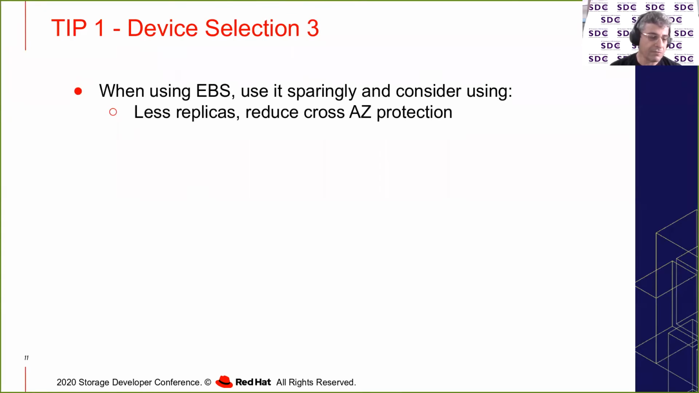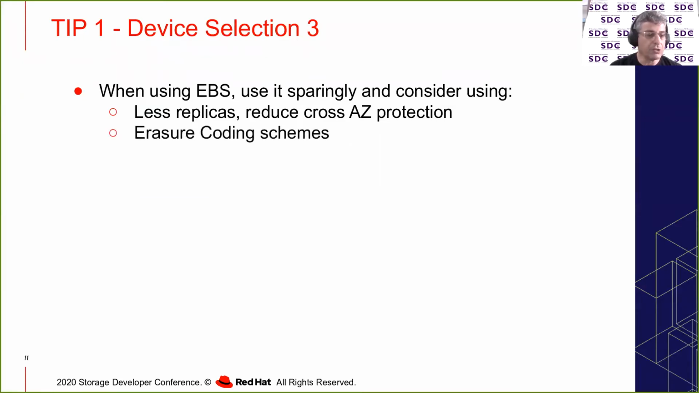EBS already uses replicas internally to protect your data. It may be an overkill to replicate yourself as you do with unprotected devices. So you may consider using replica 2 instead of replica 3 in your application when using EBS. Obviously, it depends on your business requirements and the quality of service that you want to give to your users. But in many cases, reducing application replica count when using replicated storage such as EBS makes a lot of sense.